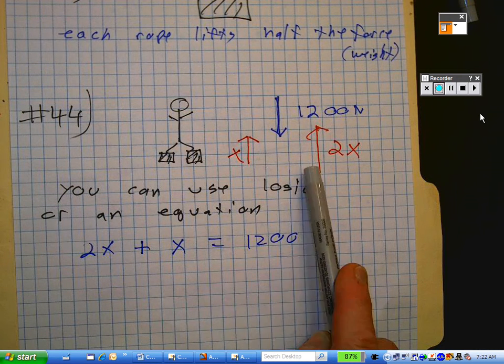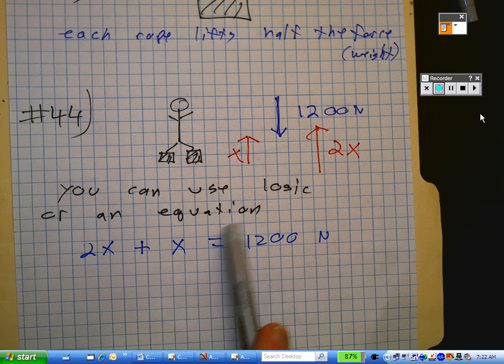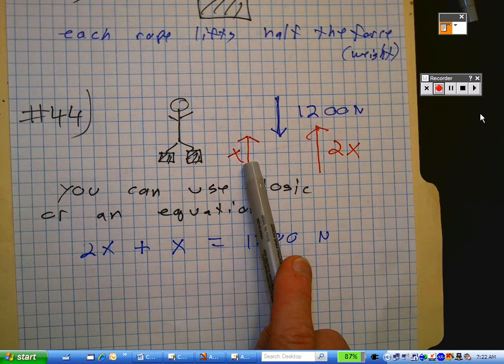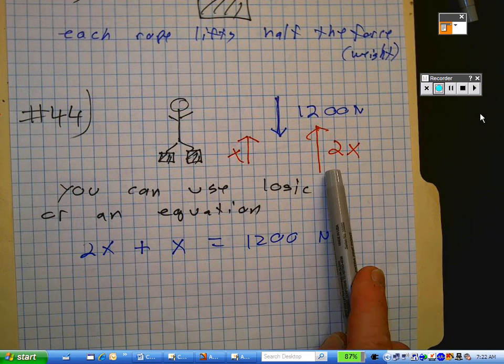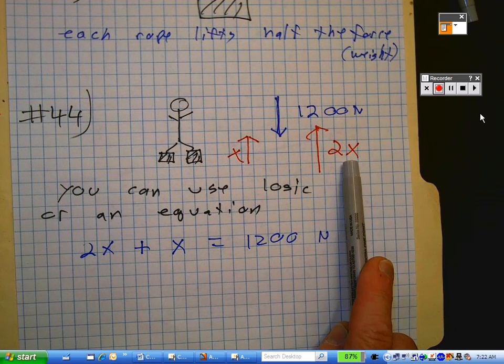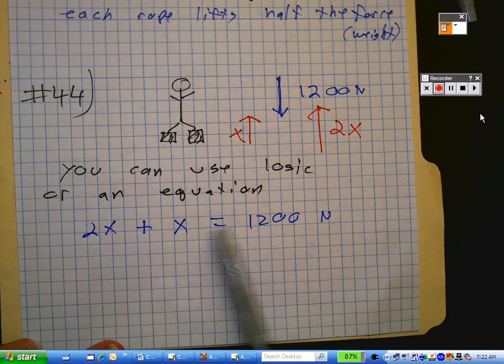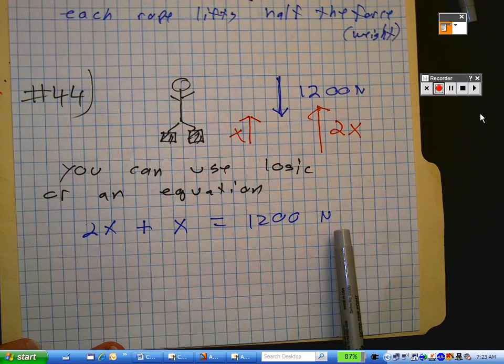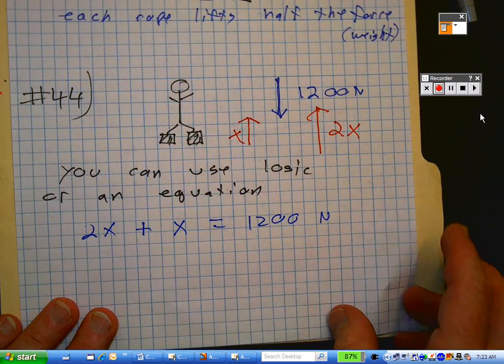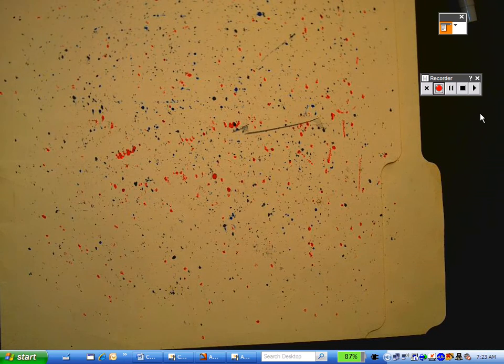What you can do is either use logic or an equation. If x is one of them and twice x is the other one, these are variables. So in algebra, you could use 2x plus x equals 1,200 and solve that. That's a way to use algebra. Or the numbers are so gentle, you probably could have solved that just using logic. What I'd like to do is switch now to chapter 3.